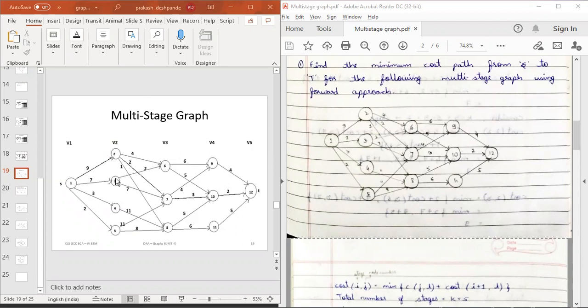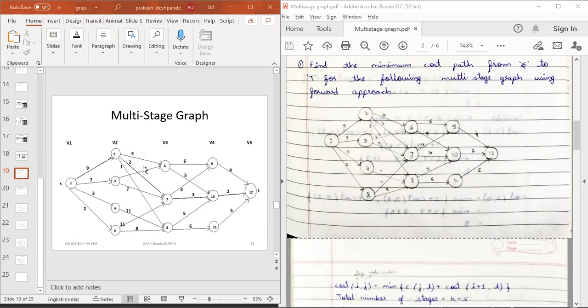As you can see here, each and every vertex is connected through certain edges, and each edge has a particular weight, and also the edges are directed, right? So we can call it a directed weighted graph. In this graph, the set of vertices is placed within certain stages.